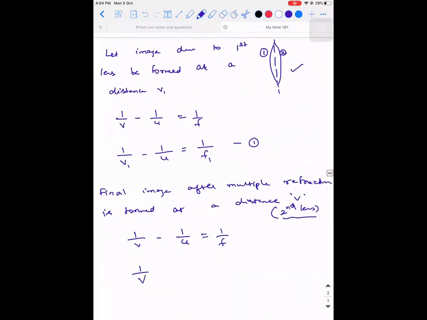It is formed at a distance V only. Minus 1 by, what is the value of u, guys? What will be acting as the object for this lens? v1. Yes. It will be equal to 1 divided by, what is the value of f? f2. Because this is happening because of the second lens.